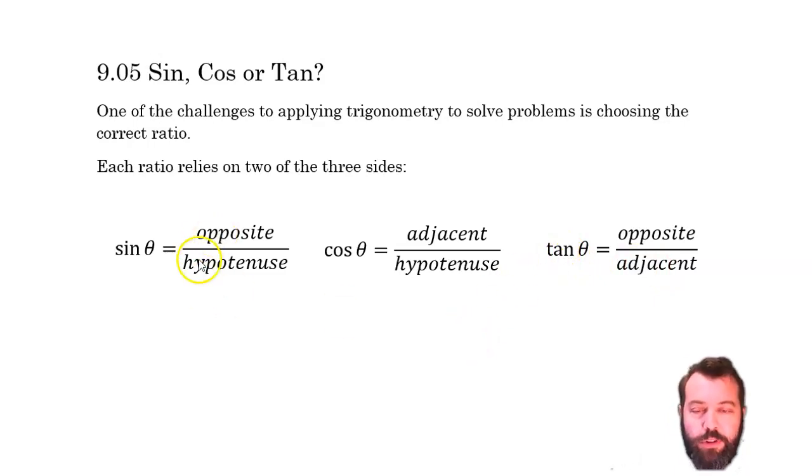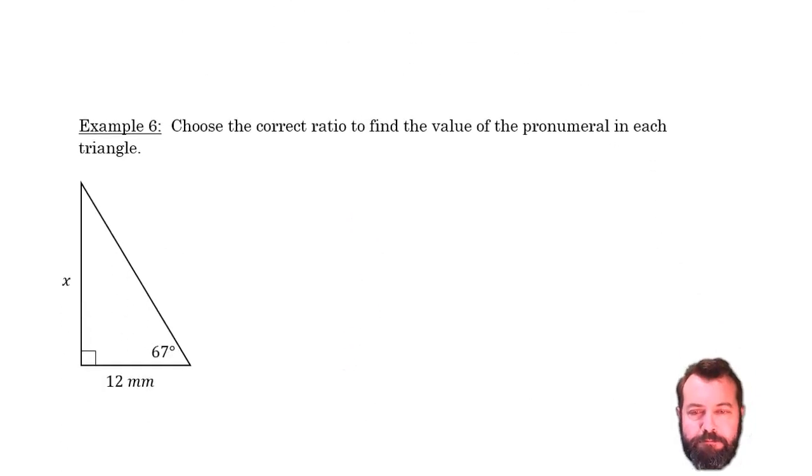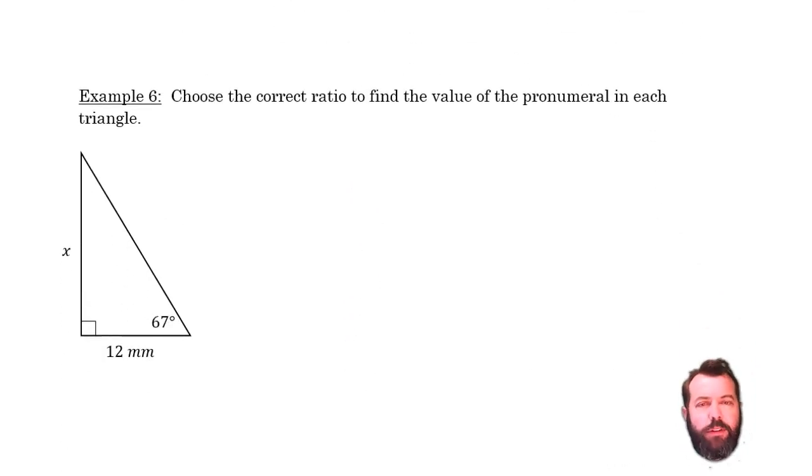So sine is opposite on hypotenuse, cos is adjacent on hypotenuse, and tan is opposite on adjacent. Right? Those three combinations, it's helpful to remember. Here's some examples, some exercises to practice them. Now we're not asked to find the value of the pronumeral, just what ratio we should use.